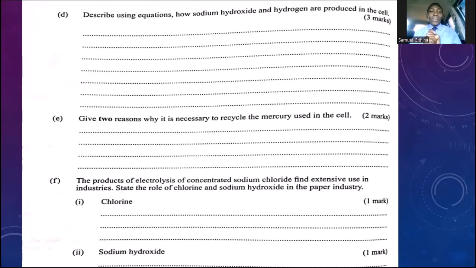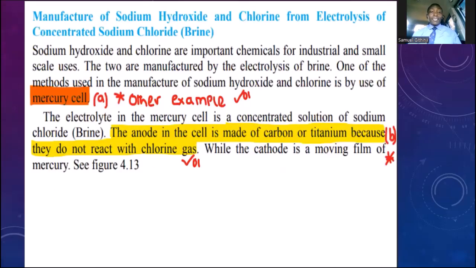I think for most students this one got them offside. Then 2 reasons why mercury is recycled. Then the uses of chlorine and sodium hydroxide in the paper industry. What I've decided to do with this question is to extract the content direct from the KLB book 4, and then we discuss and see that all the answers were there. For the student who had covered this in book 4, all the answers were there and the student was more advantaged. Good.